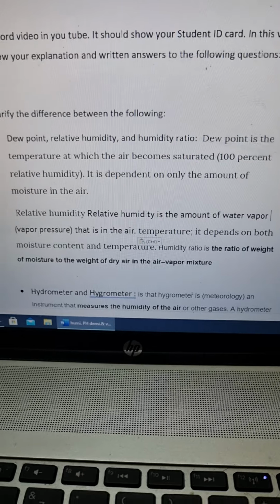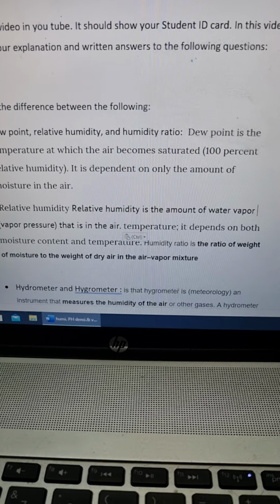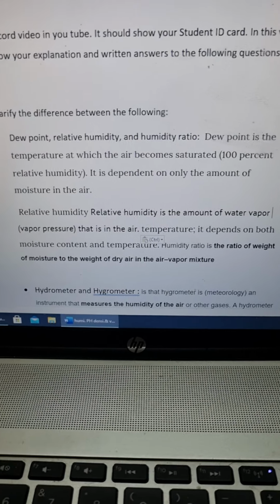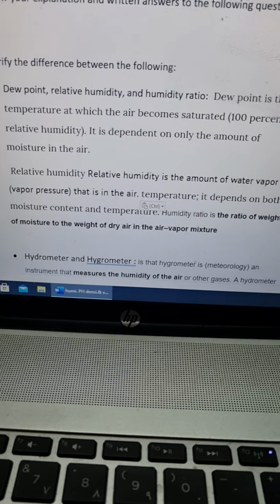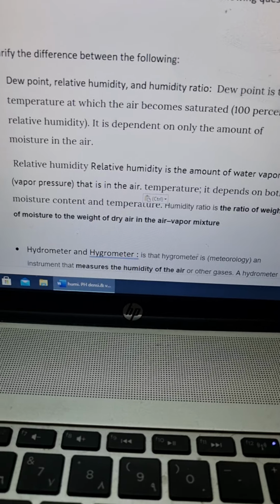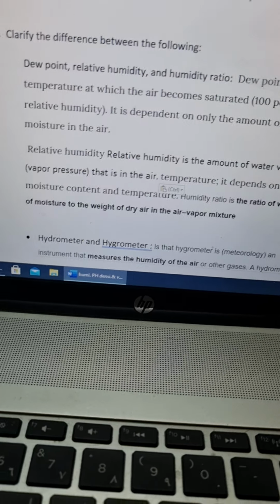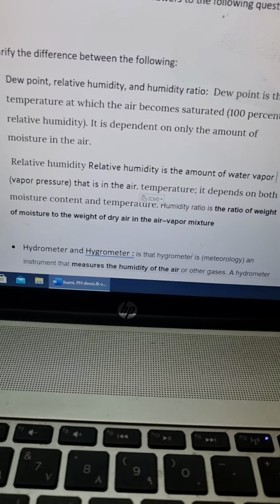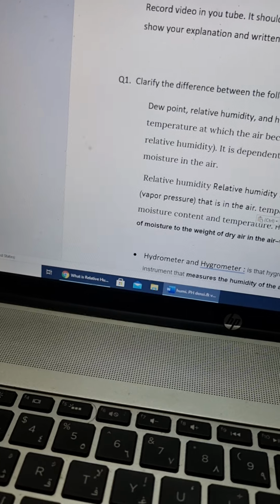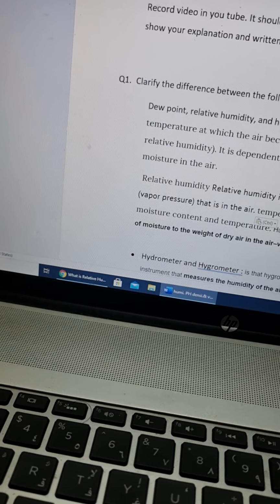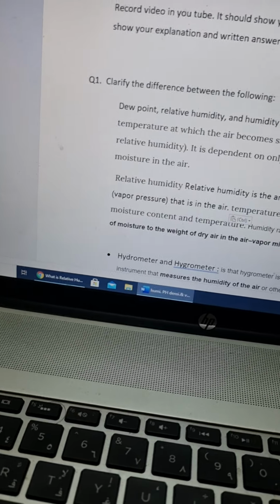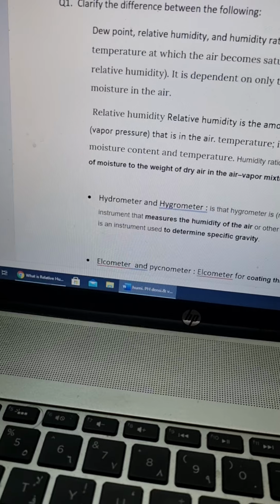Today I'll answer these questions. First question is to clarify the difference between the following. First of all, dew point. Dew point is the temperature at which the air becomes saturated, which means 100% relative humidity. Relative humidity is the amount of water vapor in the air. And humidity ratio is the ratio of the weight of moisture to the weight of dry air in the mixture.